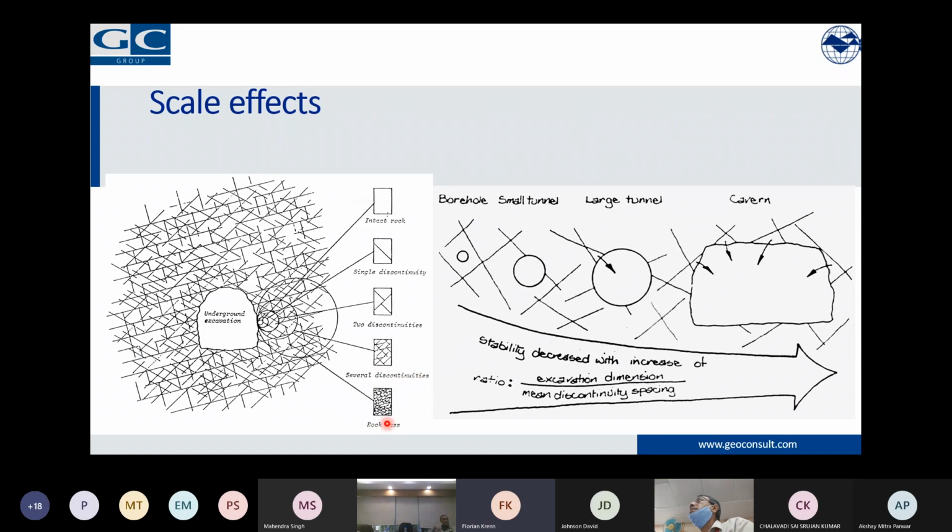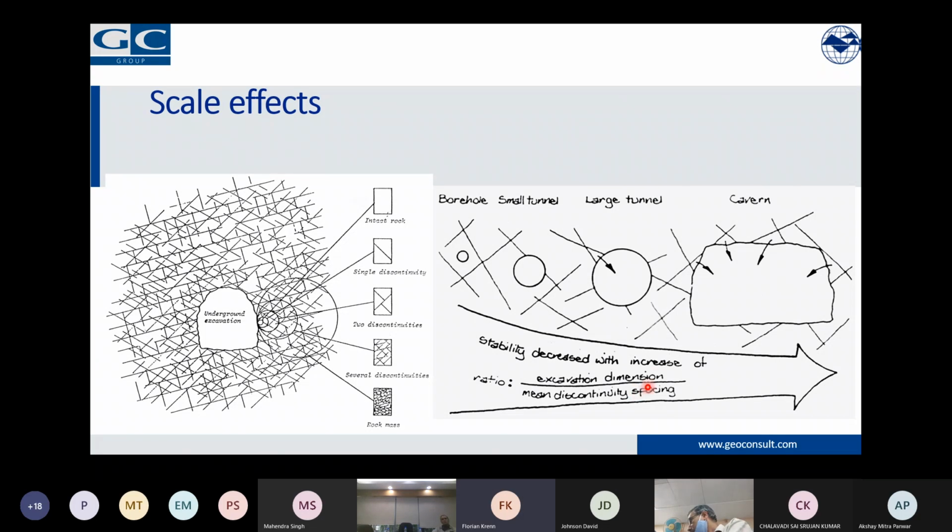And more, so to say, distinct parameters will influence the excavation, the new structure. And there is another thing, that the stability always decreases with the increase of the excavation dimension over the mean discontinuity spacing. So basically, if I have a rock mass with a very wide spacing of discontinuities and a large excavation dimension, the ratio might be the same as a smaller tunnel, but with very, very densely spaced discontinuities.